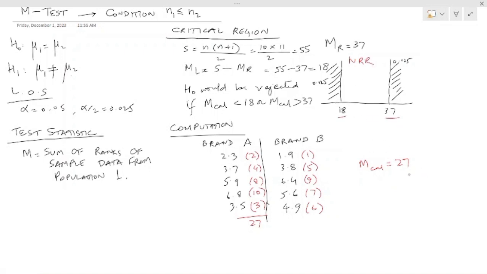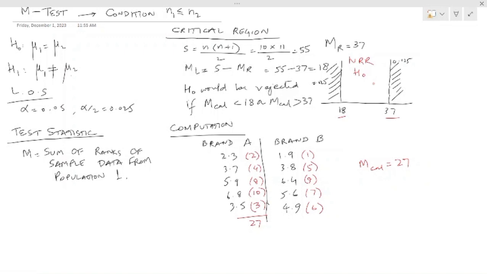So therefore H0 is not rejected, and we can write down the decision as: since M calculated does not fall in the rejection region, therefore H0 is not rejected.